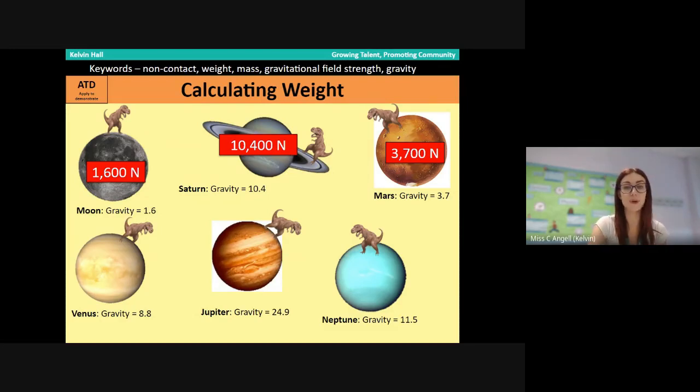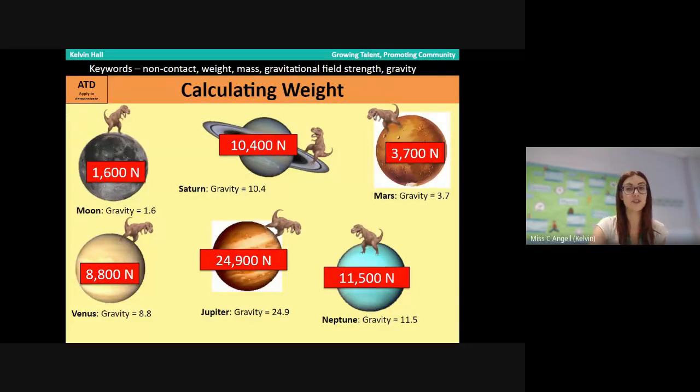So the gravity is 8.8, so it should be 8,800 newtons. And on Jupiter, 24,900 newtons. And gravity on Neptune is 11.5, so he would weigh 11,500 newtons. Can you give yourself a score out of 6, please? Well done, Year 6. Great job. Any that you've got wrong, can you see where you went wrong? Did you times it by 10 or times it by 100 by accident?